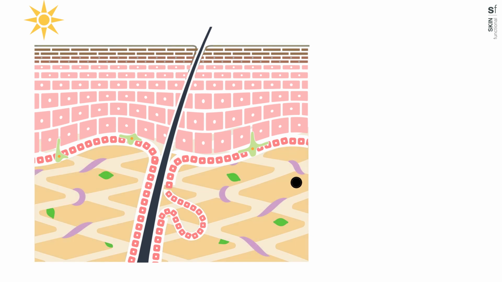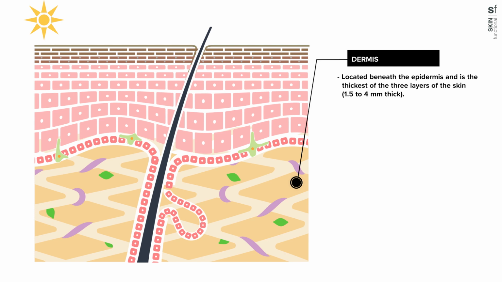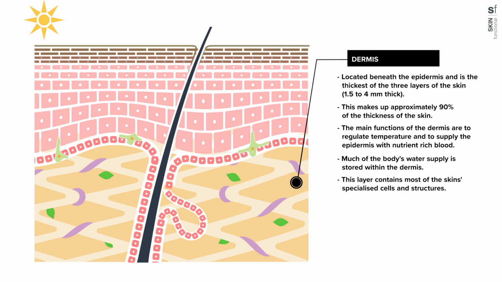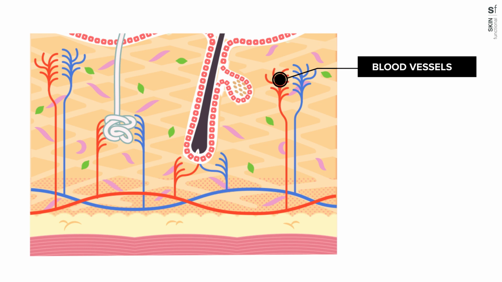The dermis is located beneath the epidermis and is the thickest of the three layers of the skin. It is 1.5 to 4 millimeters thick, making up approximately 90% of the thickness of the skin. The main functions of the dermis are to regulate temperature and to supply the epidermis with nutrient-rich blood. Much of the body's water supply is stored within the dermis. This layer contains most of the skin's specialized cells and structures, including blood vessels.